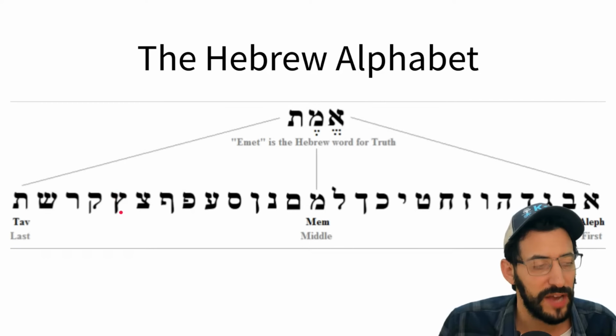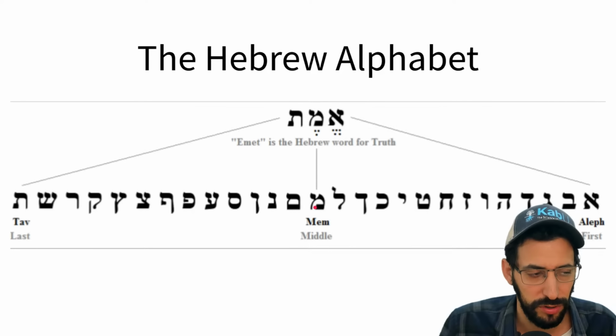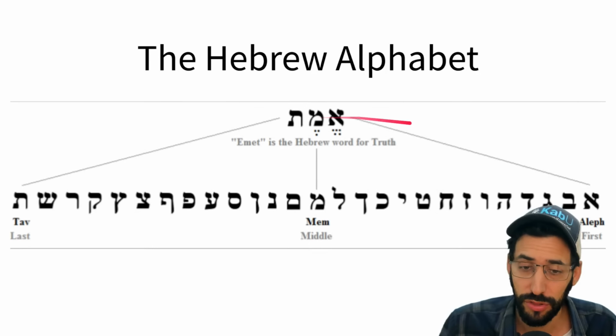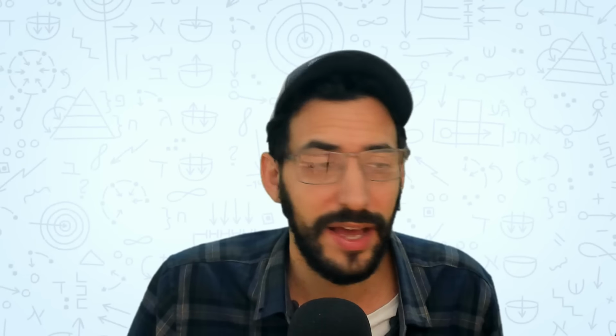When they're called final, it's because when the letter Mem, for example, appears at the end of a word, it's not written like this Mem, it's written like this Mem. And when the letter Nun is written at the end of the word, it's written not like this, but like this. That's why they're called final letters. So out of these 27 letters, we have the first, which is Aleph, the middle, which is Mem, the last, which is Taf. Together, they form Emet, which means truth in Hebrew. And in fact, that is also one of the names of the Creator, Emet.